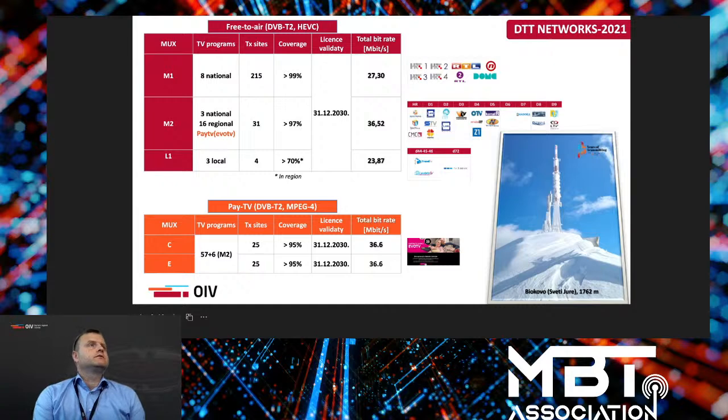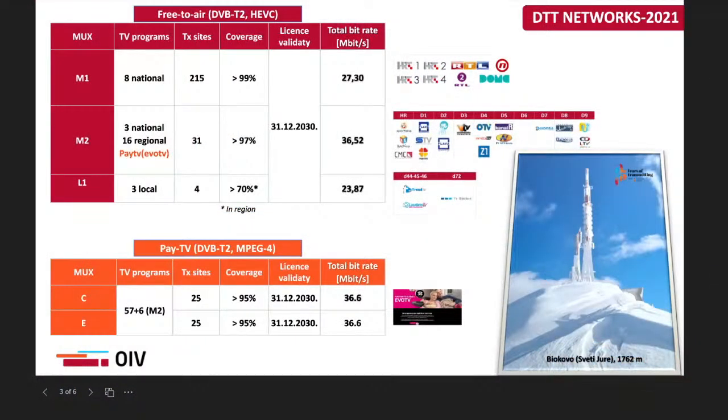MUX 1 is provided for 8 national programs, consists of 215 transmission sites and achieved coverage of more than 99%. MUX 2 is a combination of national and regional programs, consisting of 3 national programs and 16 regional programs. And the rest of the available capacity is provided for pay TV content. It has 31 sites and achieved more than 97% coverage.